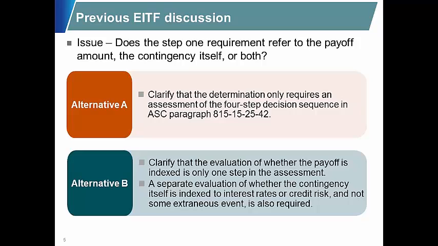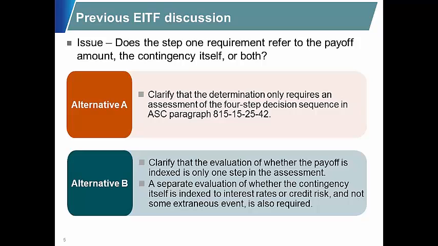Alternative A was to clarify that the step 1 requirement was in reference to the payoff only, and evaluation of the contingency itself was not necessary. Alternative B would change step 1 to clarify that you evaluate the payoff and the contingency. This would be done by changing step 1 to: the amount paid upon settlement adjusted based on changes in an index, or is the call or put option contingently exercisable?